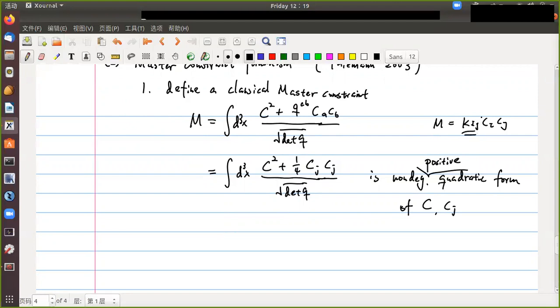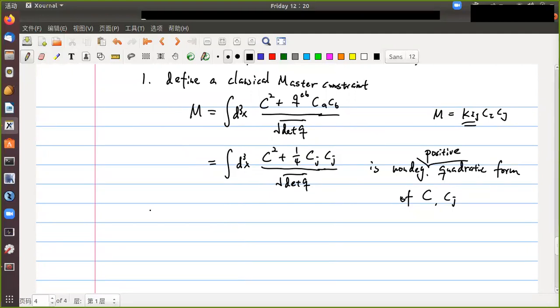And you can imagine, suppose you have a set of constraints C_I. You can define a master constraint just by making a positive quadratic form of these C_I. And if this kernel, what we call the kernel of this quadratic form, this K_ij, is a positive matrix, then this is just an infinite dimensional version of the master constraint. And here you see this is C squared and C_J squared.